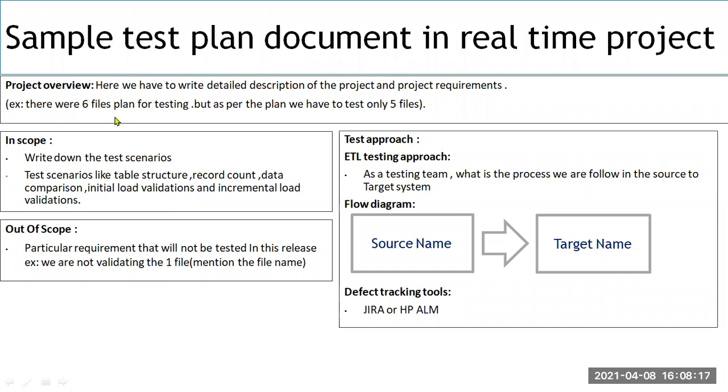There are 6 files like .txt or .csv or .xls files. Okay, there are 6 files planned for testing, but as per the plan we have to test only five files. So one file is going into the out of scope. I just mention it as an example. Any project, first we have to mention all the details here: what the project is all about, what the project requirements are, and what kind of files we are validating. Those information we are providing into the project overview.